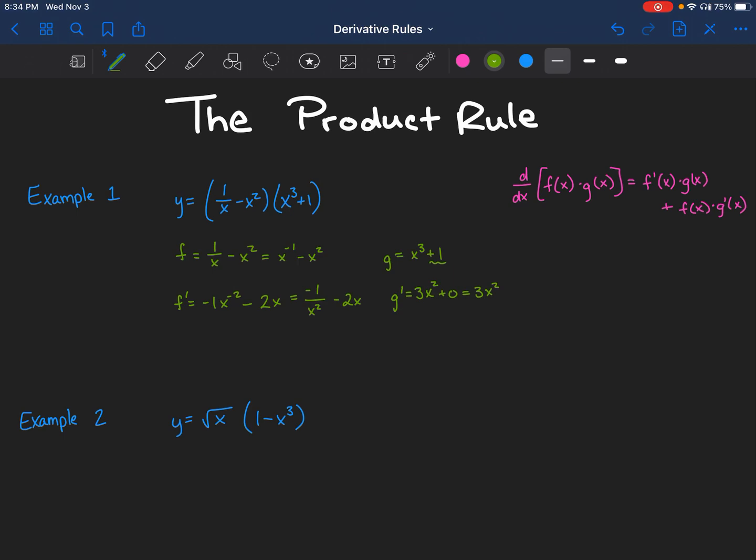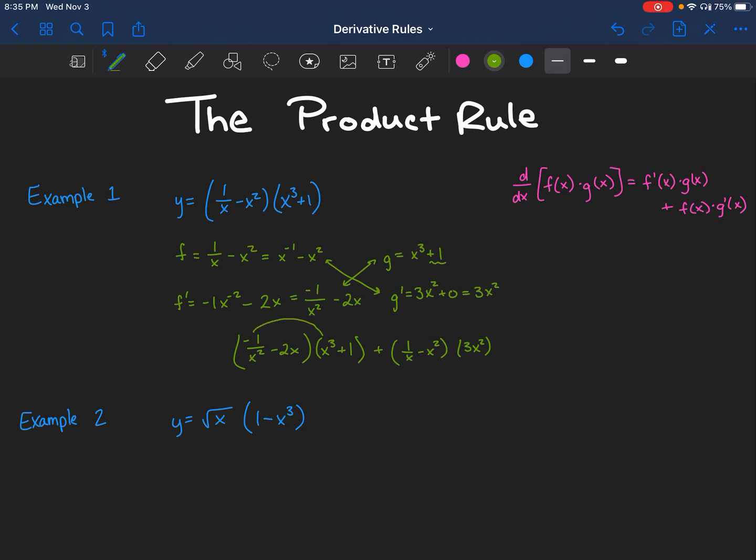Now, like I said, the way I write this visually, I essentially just need to cross multiply. So I'm going to take that negative 1 over x squared minus 2x, and I'm going to multiply it by x cubed plus 1. Then I'm going to add the other one. So I'm going to take the 1 over x minus x squared times 3x squared. The last thing that I really want to do is try to FOIL or multiply these things out and simplify as much as possible. So let's see what happens when I multiply this stuff together.